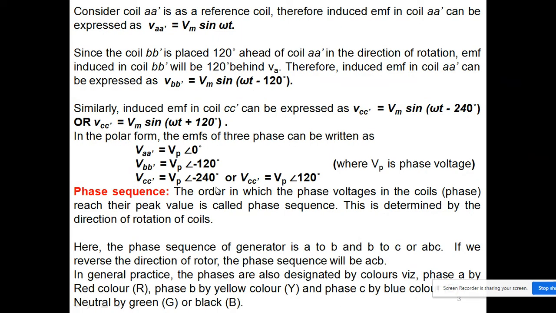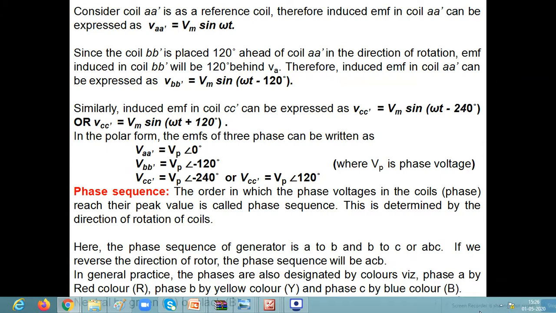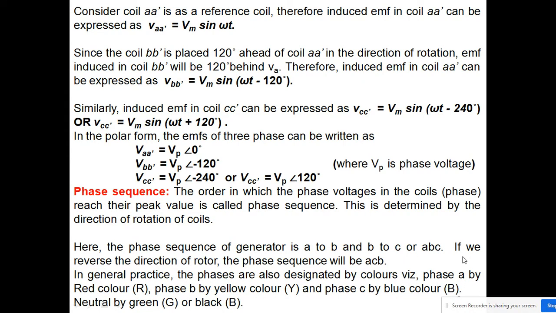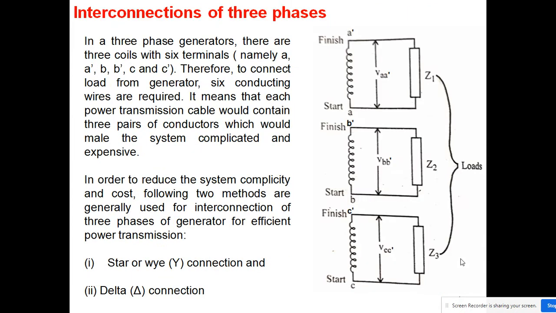So phase sequence is nothing but the order in which the phase voltages in the coils reach their peak value. We have already seen it is A, B, and C, and it totally depends on the direction of the rotor, because here the rotor is moving and the field winding is situated on the rotor. In general practice, the phases are also designated by colors. Phase A is represented by red color, phase B by yellow color, and phase C by blue color. Neutral is represented either by green or black.